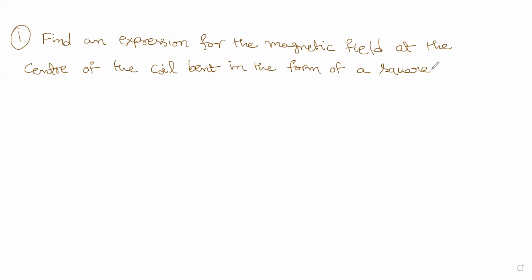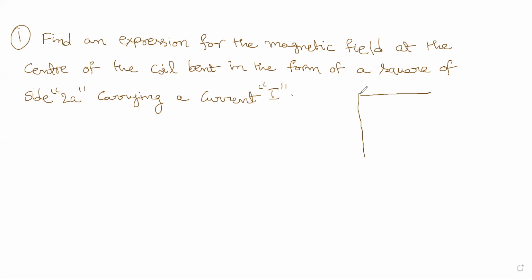The square is of side 2a, carrying a current I, as shown in the figure. I'll show that in the figure, so we need not write about that.